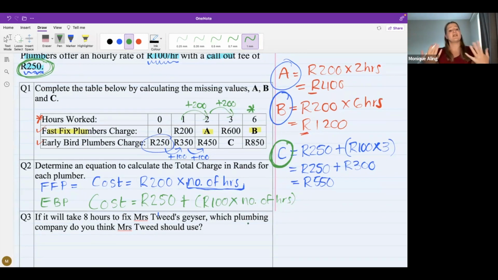So if I said, how much would it cost me to use Early Bird for 8 hours? It's not in the table, so how will I work it out? I can use this formula now. I just put 8 hours in over here. Or if I want to know any amount of hours, I can just use this general formula.